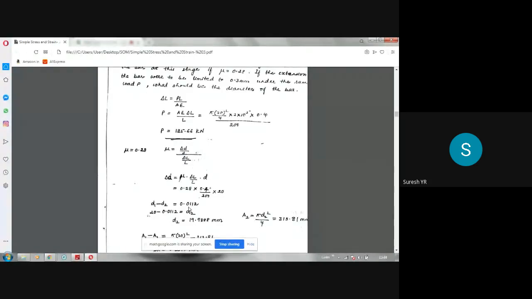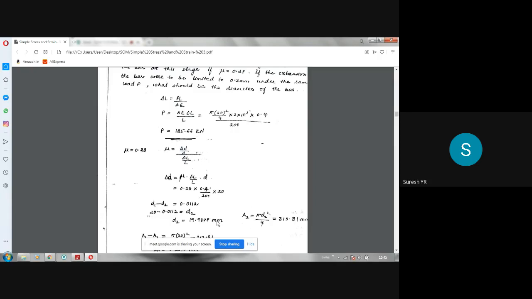Actually, when the bar is elongated, length will increase, diameter will reduce. So here this is actually D1 minus D2, where D1 is the initial diameter and D2 is the final diameter. Now the change in diameter is this much. Therefore, the final diameter D2 will be the initial diameter 20 mm minus this. So change in diameter is D1 minus D2, which is equal to this. D1 is 20 mm. D2 will become now 19.9888 mm.